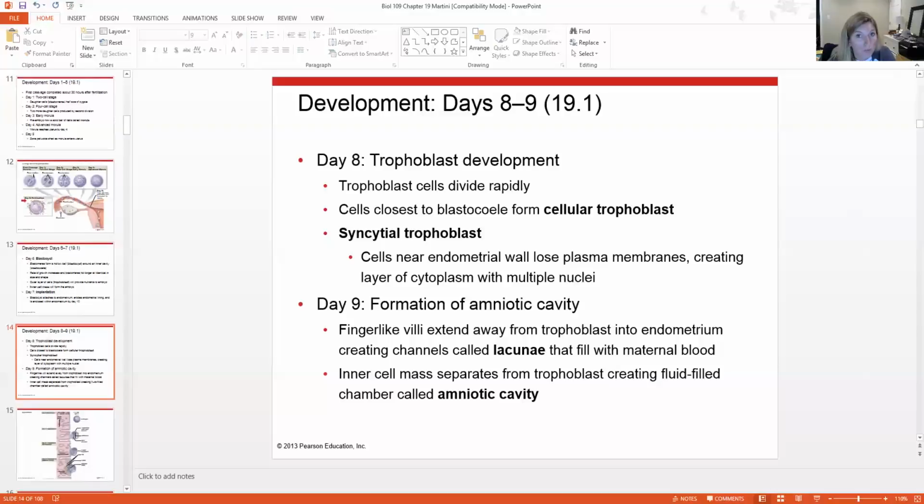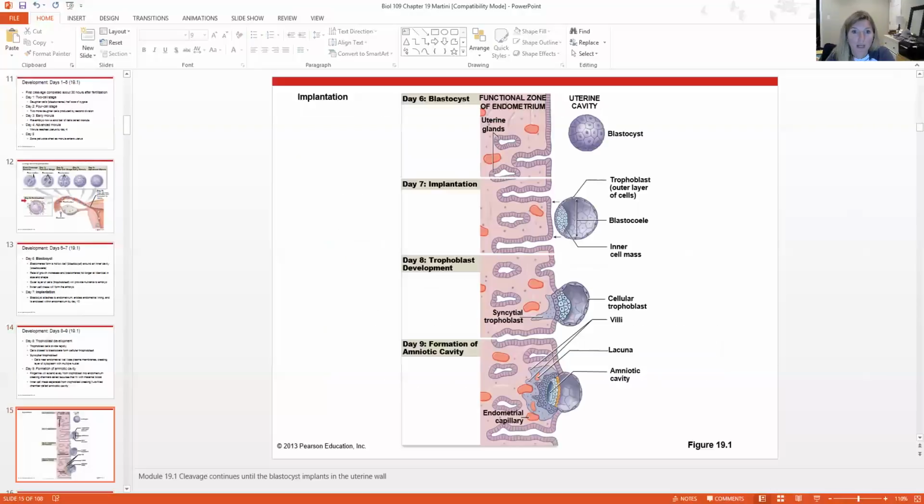These fill with maternal blood. The fetus doesn't have any blood at this point. It's just a ball of cells. The inner cell mass separates from the trophoblast and creates this little fluid-filled amniotic cavity.